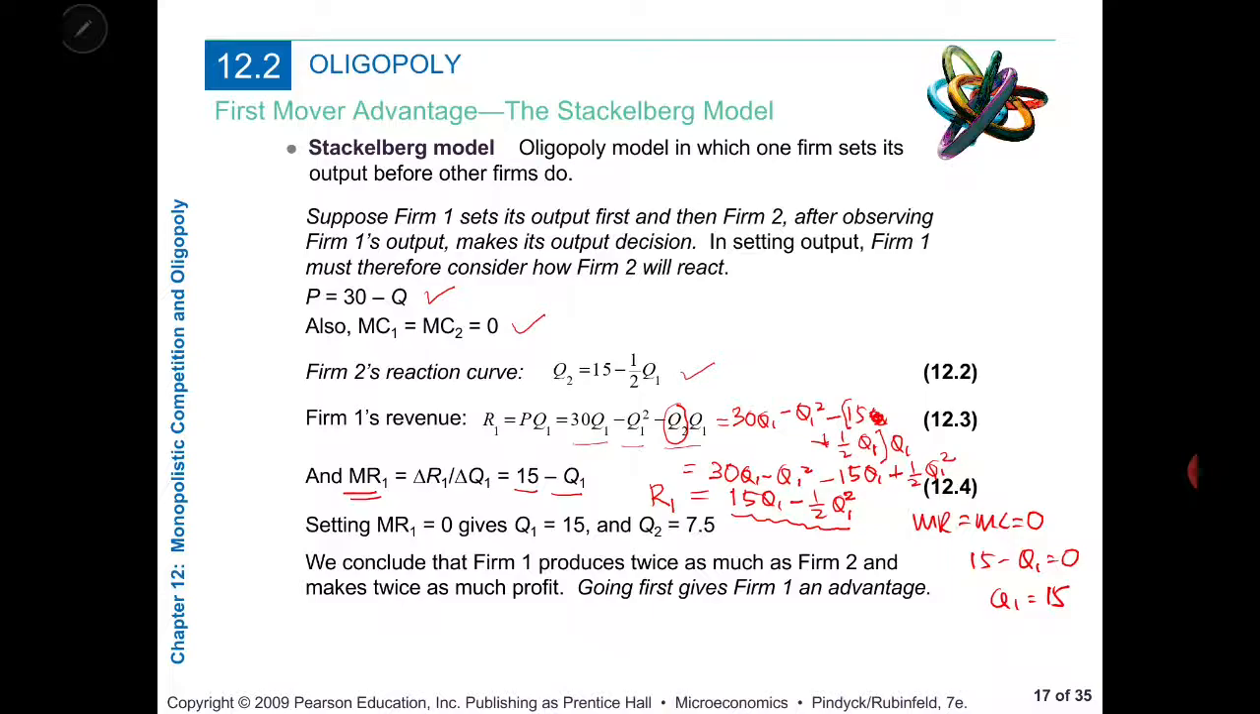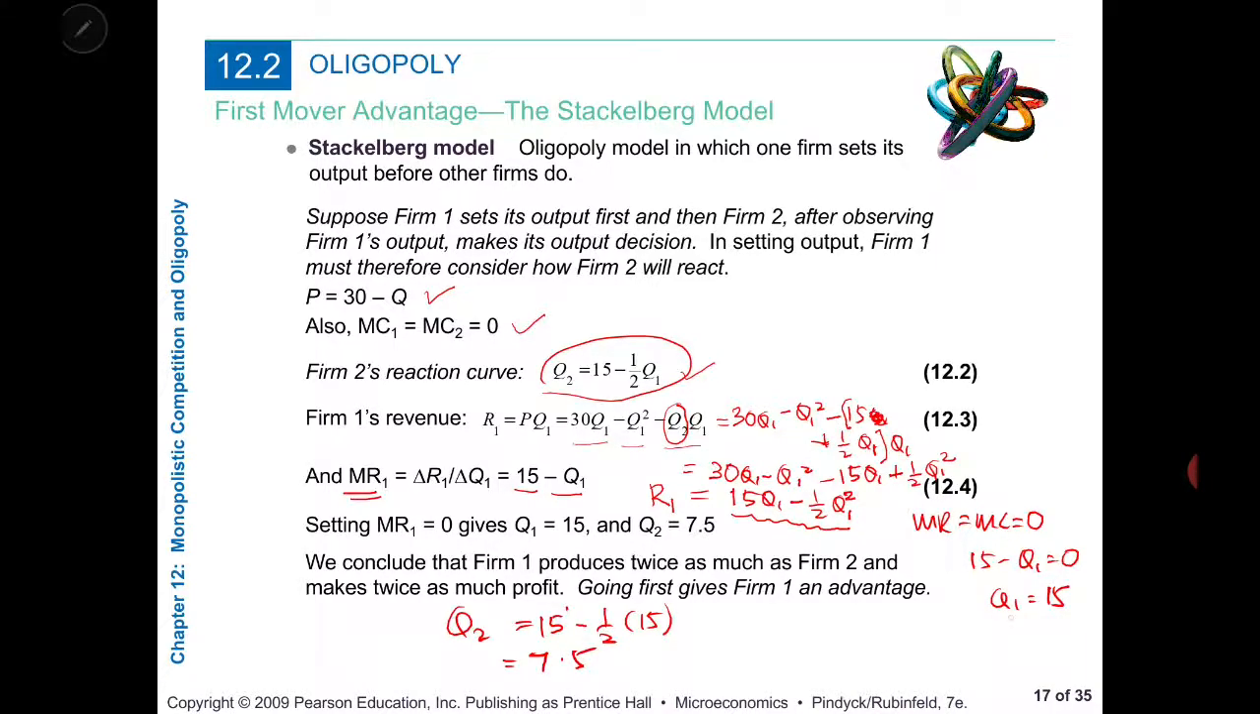Okay, so if firm 1 gives 15, now we go to firm 2. Firm 2's reaction curve is this one. So if Q1 is 15, then you can solve for Q2, 15 minus half of 15. So 15 minus 7.5, Q2 will be 7.5.